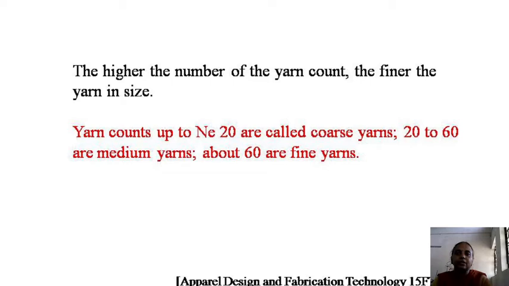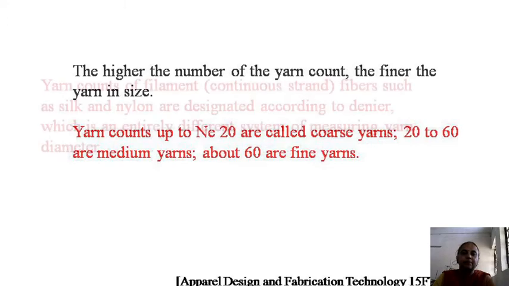So, in cotton, it is a direct system. The higher the number of the yarn count, the finer the yarn size. Yarn count up to NE20 is called coarse yarn. 20 to 60 are medium yarns, and above 60 are the fine yarns, depending on where the yarn count lies between these numbers.